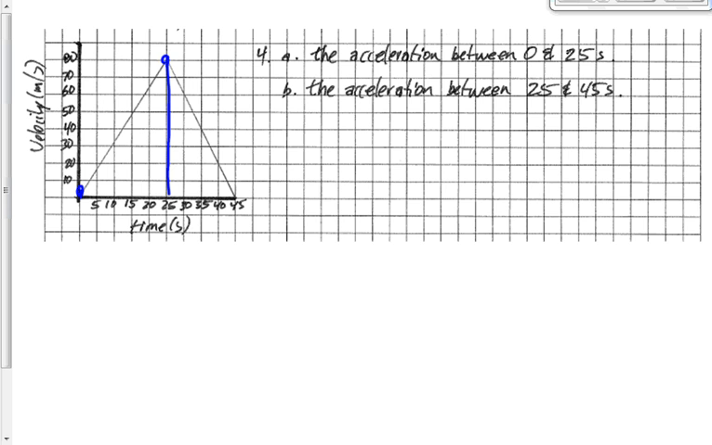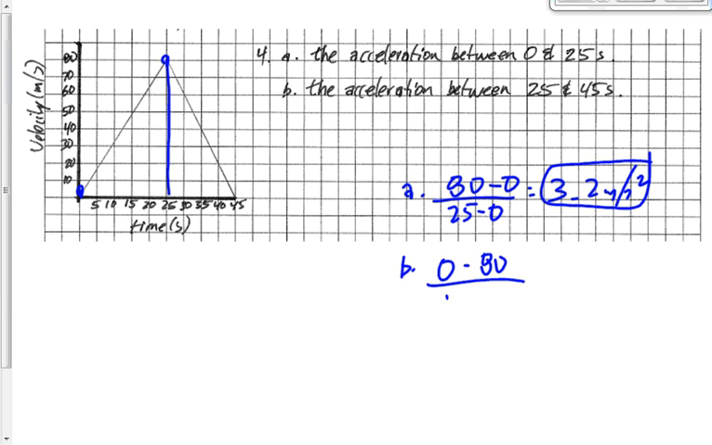Okay, that's going to be final minus initial, 80 minus 0 over 25 minus 0. 80 divided by 25 is 3.2. Between 25 and 45, well, we're going to say it's 0 minus 80 this time. Final minus initial, over 45 minus 25. Does that give me negative 80 over 20, which is going to give me negative 4.